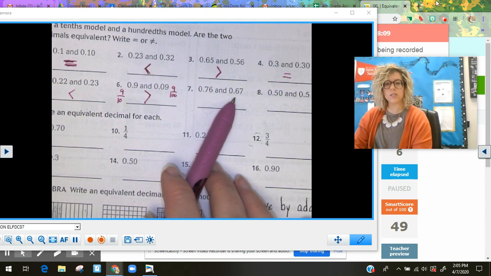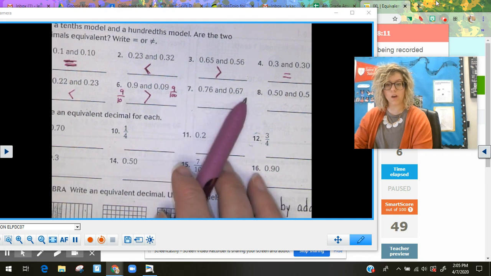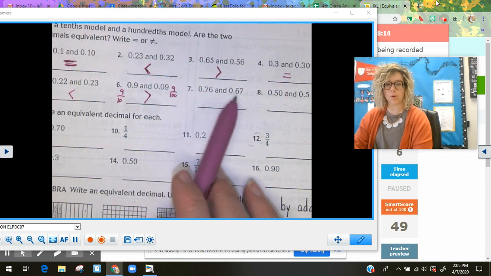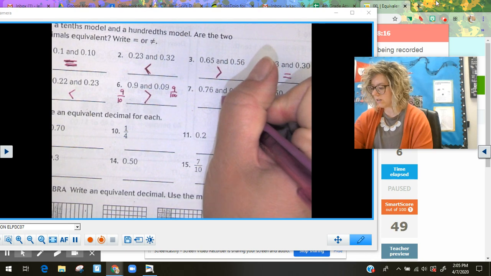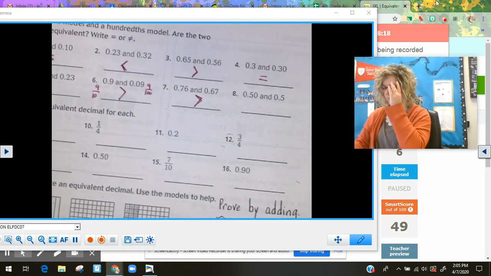76 hundredths or 67 hundredths. Again, they're both in the hundredths. So all we have to do is look at the number, 76 or 67. Which one's bigger? 76. Okay.